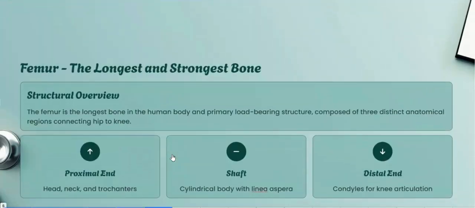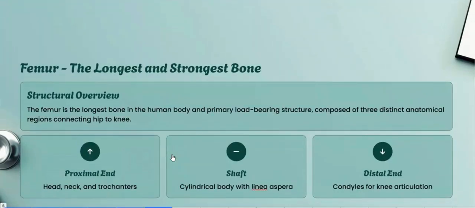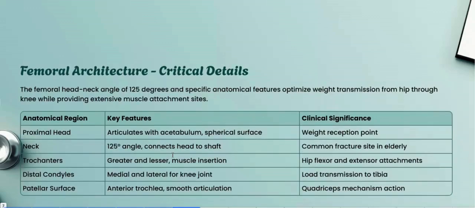Femur. Next is the femur, the longest and strongest bone in the body. It has a proximal end, shaft, and distal end. Proximal end: head articulates with acetabulum; neck is a common fracture site; greater and lesser trochanters are for muscle attachment. Shaft: slightly curved, has linea aspera. Distal end: medial and lateral condyles, patellar surface. Function: transmits body weight from hip to knee. Clinical point: Neck of femur fracture is very common in elderly.